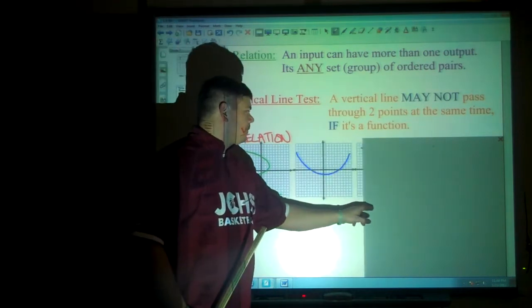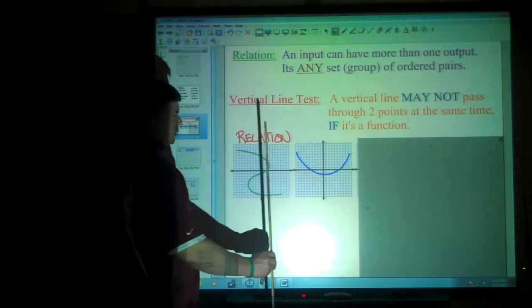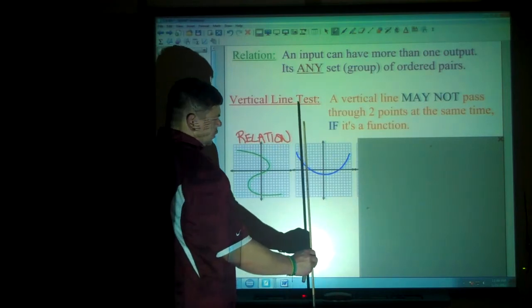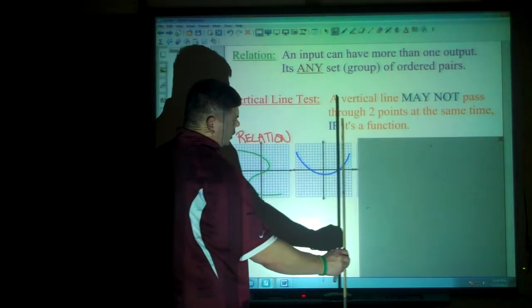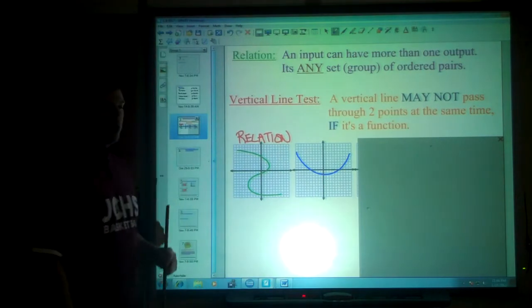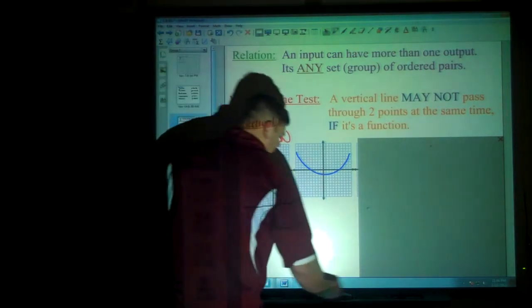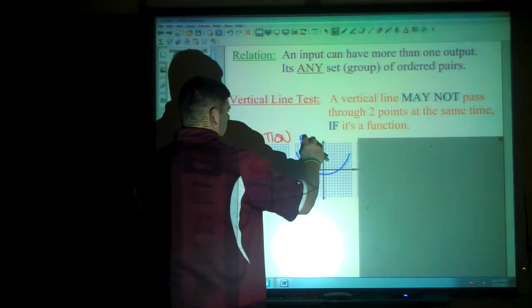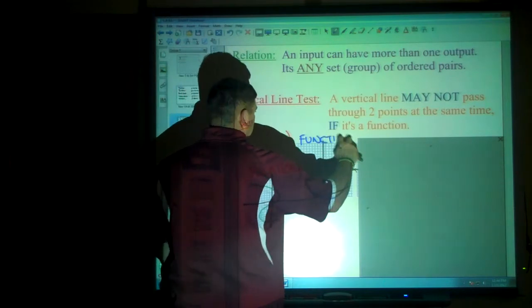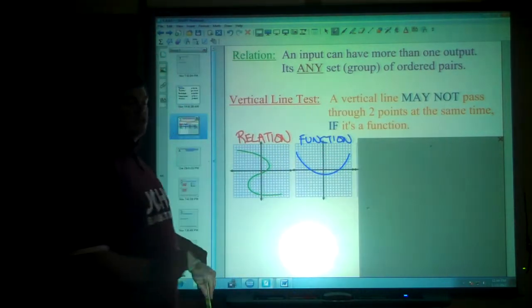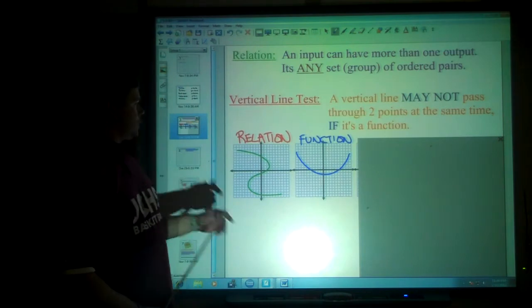So we look at the next one. Now, if I start here, the blue line, it only touches one. Good, good, good. It never touches more than one part of the blue, so we would call this a function. Yes, it's still a relation. It's just a special relation known as a function.